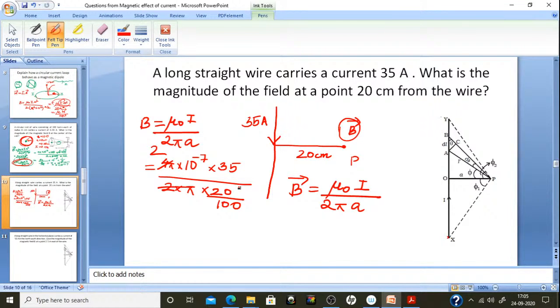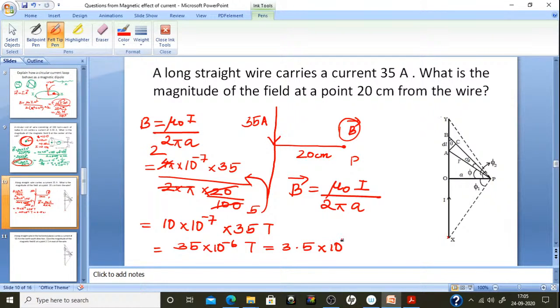Now this 20 will cancel with 100 and you will get a 5 here. This 5 will go up. So 5 into 2 becomes 10 into 10 to the power minus 7 into 35, and the answer will be in Tesla. So how much will you get? This 10 will cancel with the 10 to the power minus 7 from here, so it will be minus 6. So 35 into 10 to the power minus 6 Tesla, or you can also write 3.5 into 10 to the power minus 5 Tesla. This is the answer. Is it clear? Maths part.